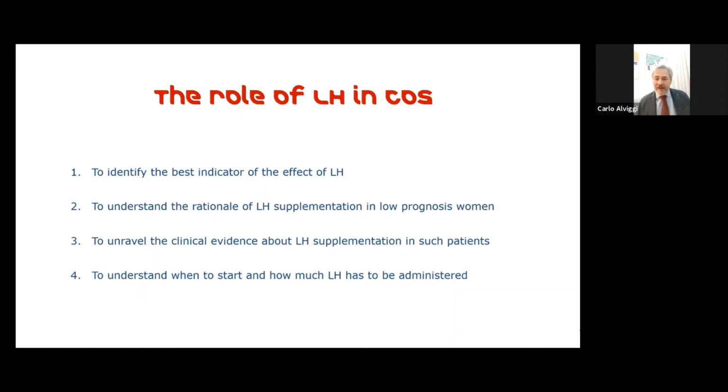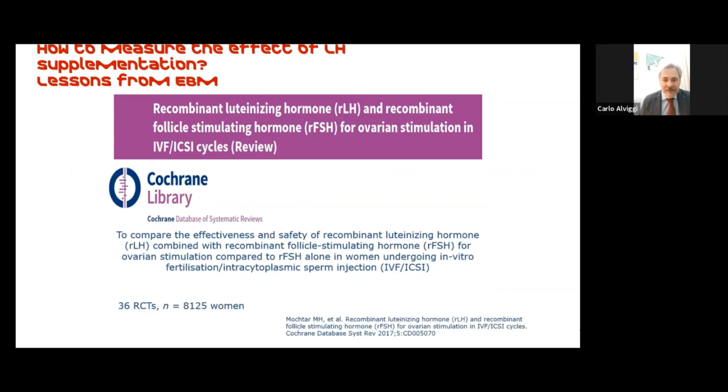So the first point I tried to address with you is what is the best way, when reading the literature in general or designing trials, to understand if LH is working. I will go very fast in the next slide. You can see that we have incredible information. We have a very good meta-analysis that has been performed in more than 8,000 patients. Huge, an incredible number of patients. More than 30 trials have been analyzed. And have a look at the next slide.